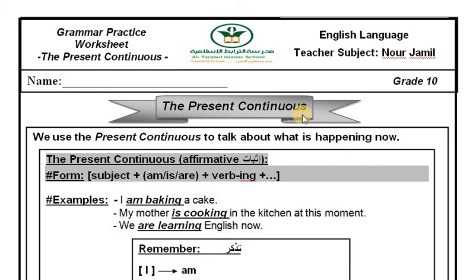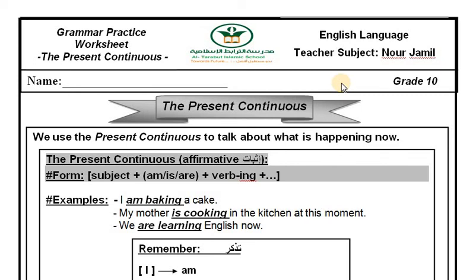This is a tense زمن. In each tense بكل زمن we need to know the use and the form of it. بدي أعرف استخدامه، بدي أعرف شكله. The present continuous المضارع المستمر درس كتير مرق معنا، كتير تكرر وكتير سهل وبسيط.